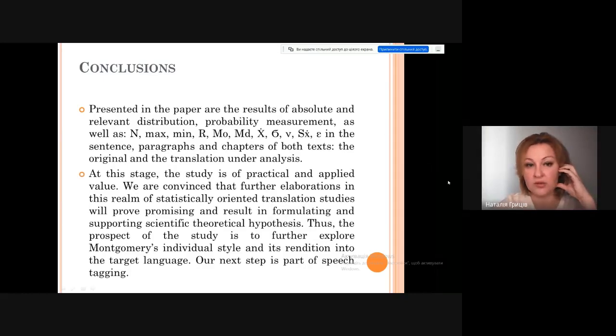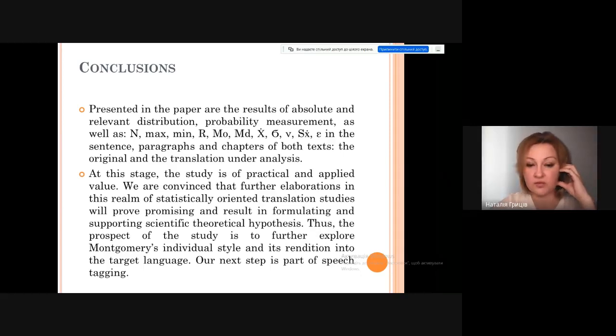And to jump to the conclusions, what is presented in the paper are results of absolute and relevant distribution, probability measurement, as well as the numeric data, that is number of meanings, maximal meaning, minimal, and so on, in the sentences, paragraphs, and chapters of both texts, the original and the translation under analysis. At this stage, the study is of practical and applied value. We are convinced, however, that further elaborations in this realm of statistically oriented translation studies will prove promising and result in formulating and supporting scientific theoretical hypotheses.